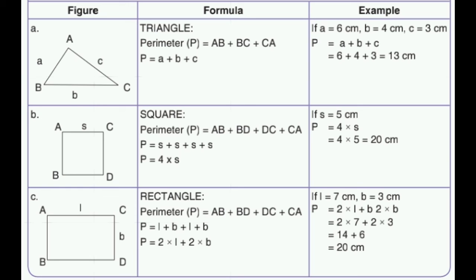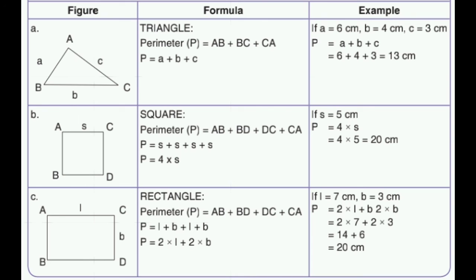When you are given a square, only one side is given. Here the side of the square is given 5 centimeter. As all the four sides of a square are equal, we will simply multiply the given side by 4. Here what we have done, 4 multiplied by side. Side is 5, so 4 multiplied by 5 equals 20.